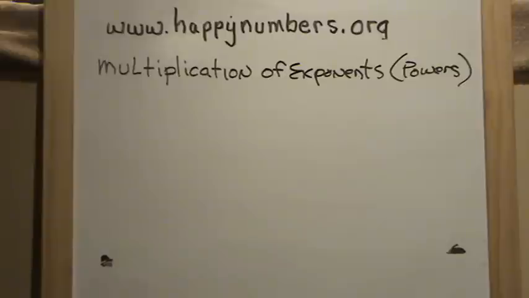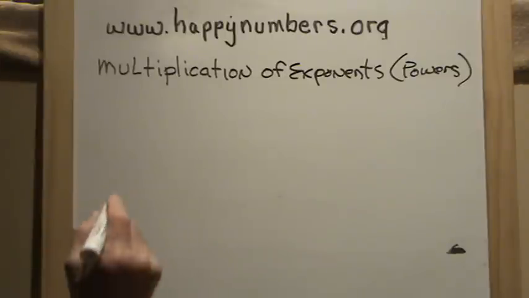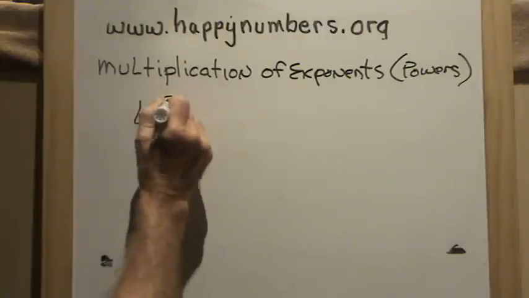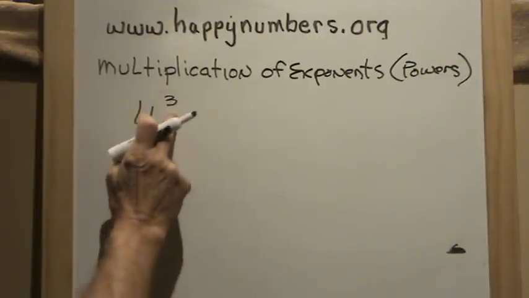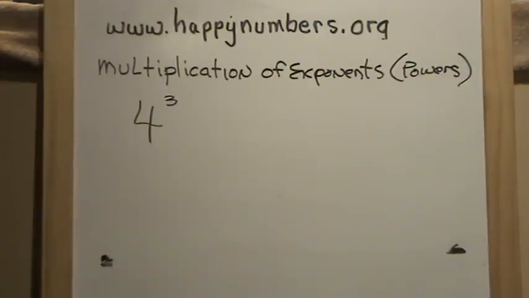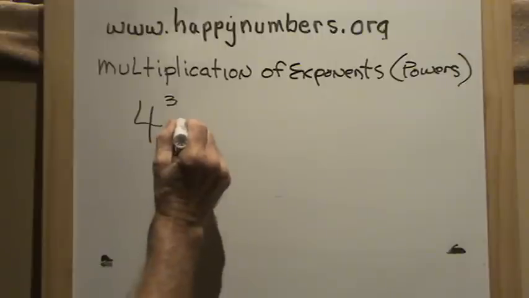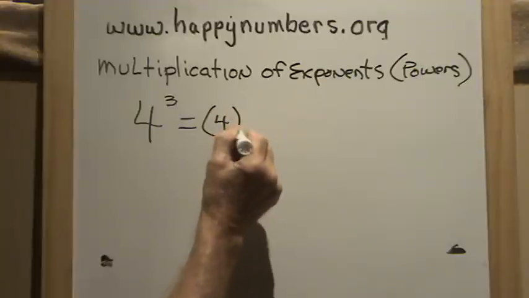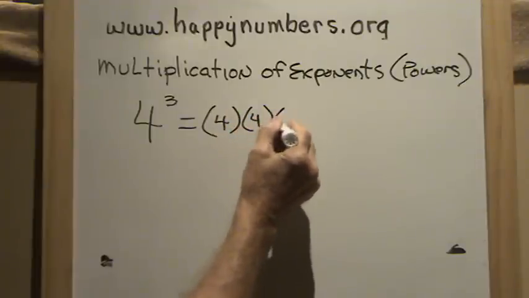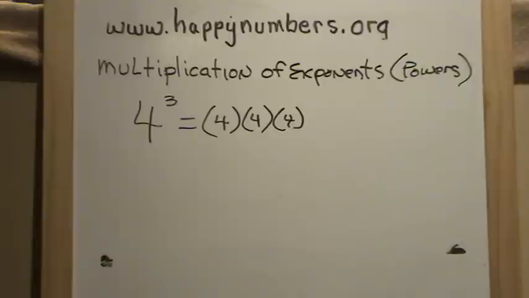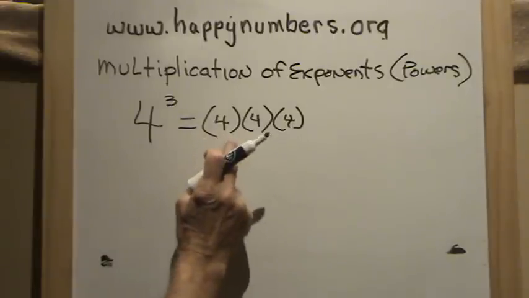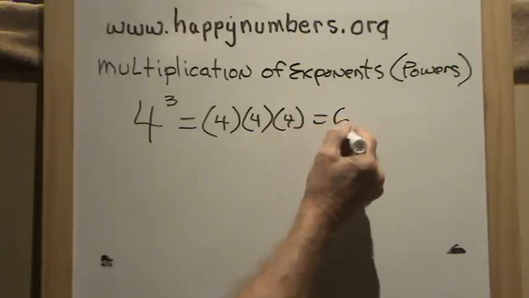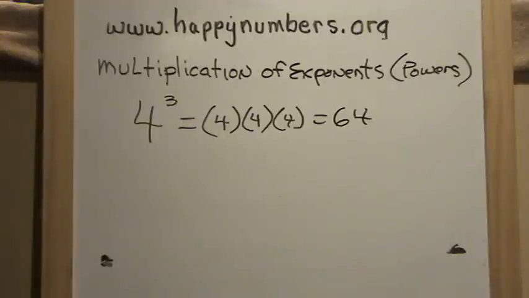Multiplication of exponents or powers. And I just want to start off with a very quick review. We can have 4 to the third power or 4 cubed. We have to realize that this means 4 three times, so it's 4 times 4 times 4. Okay, and 4 times 4 would be 16, and 16 times 4 I believe is 64.